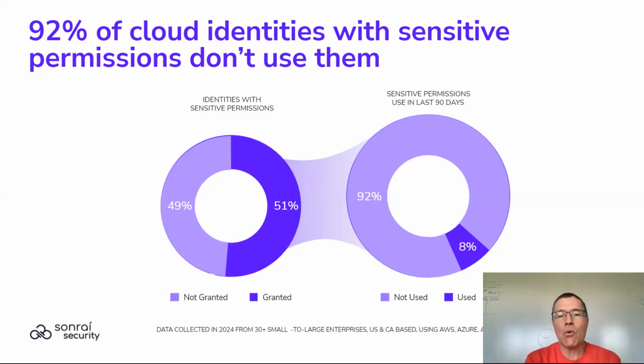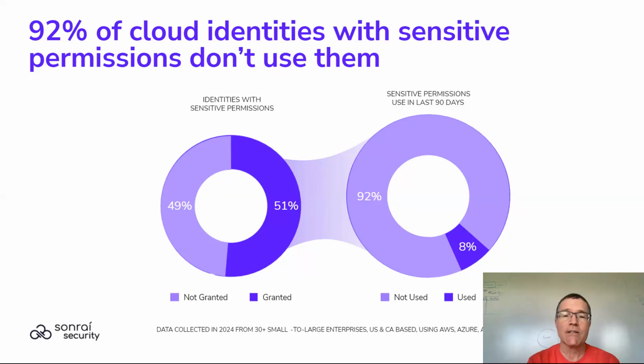And when we looked across the board, pretty much 50%, 51% of the identities had been granted at least one of those sensitive permissions, which would allow you to privilege escalate or create a problem from an outside exposure perspective. But when we actually looked at which of those identities, out of half the identities in the cloud, actually use them, this was the super telling thing. Only 8% of those identities had used them in the last 90 days.